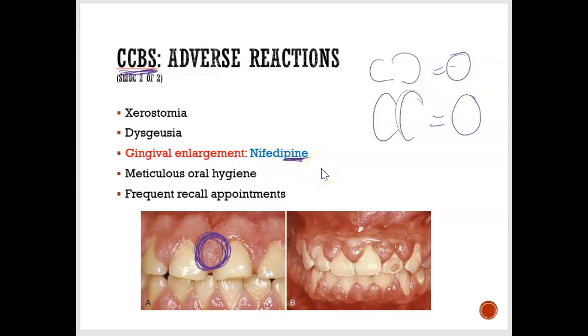Nifedipine is also called phenytoin. It's spelled like this, phenytoin. So that's another way of saying, another word for calcium channel blockers, another word for nifedipine.